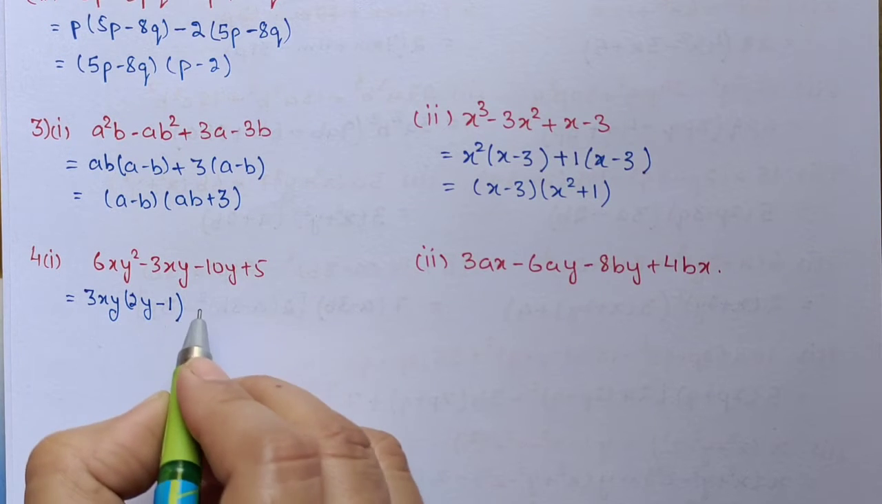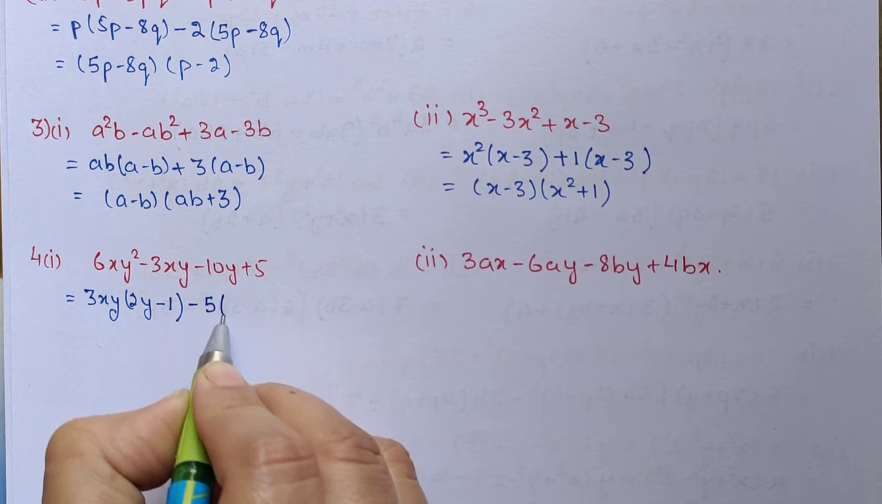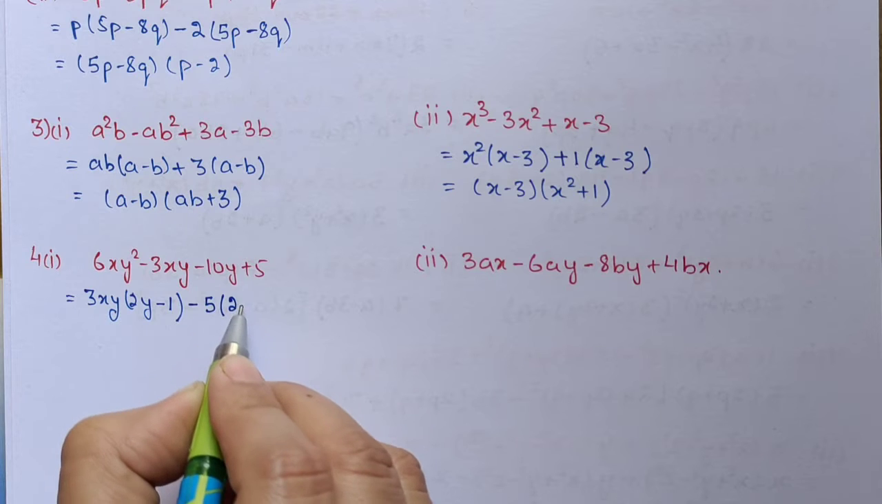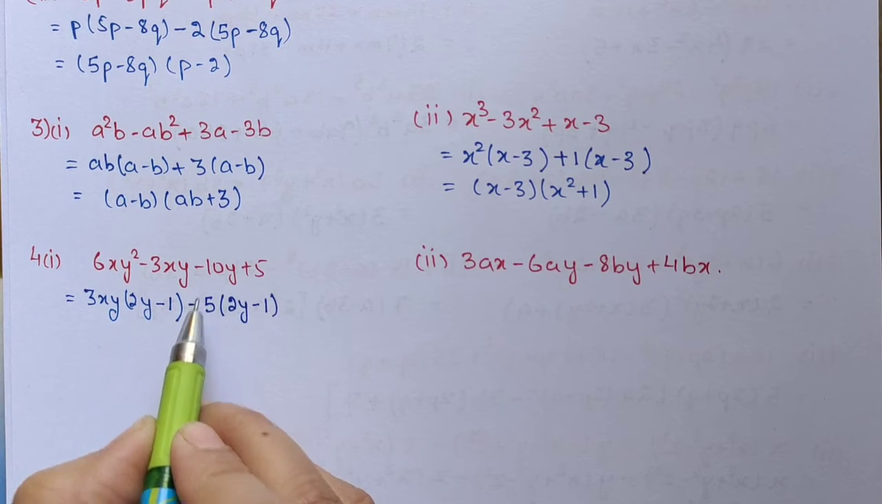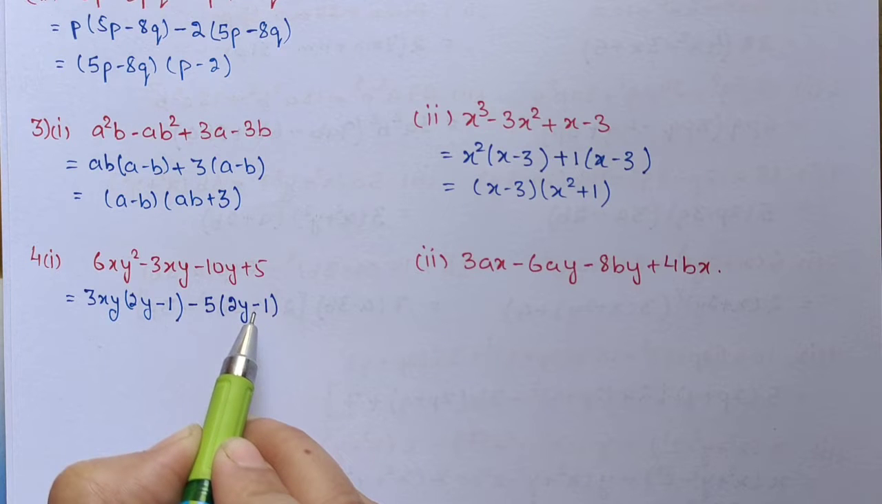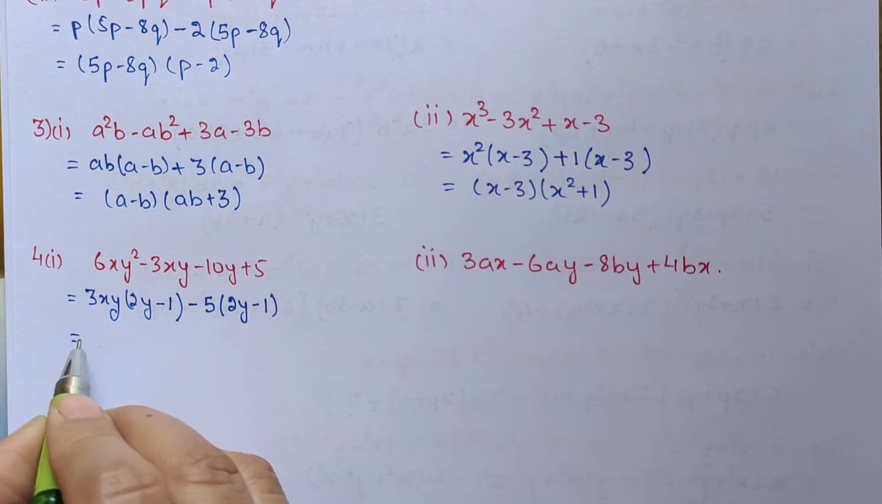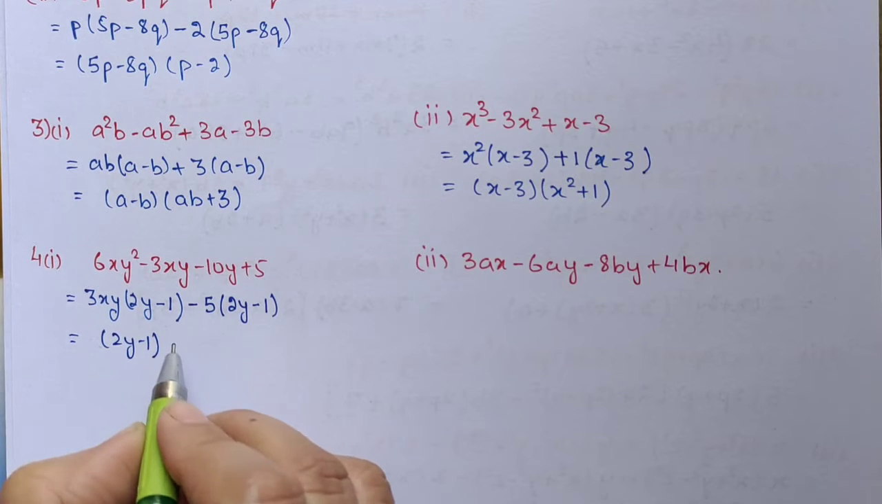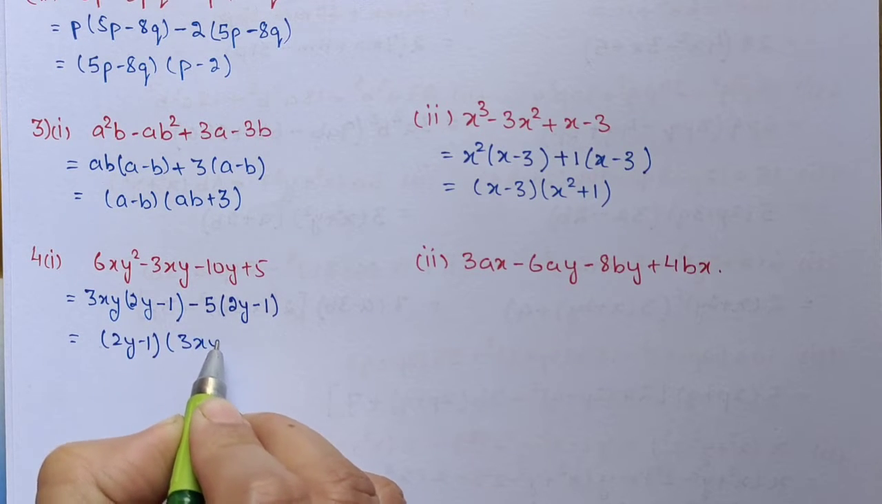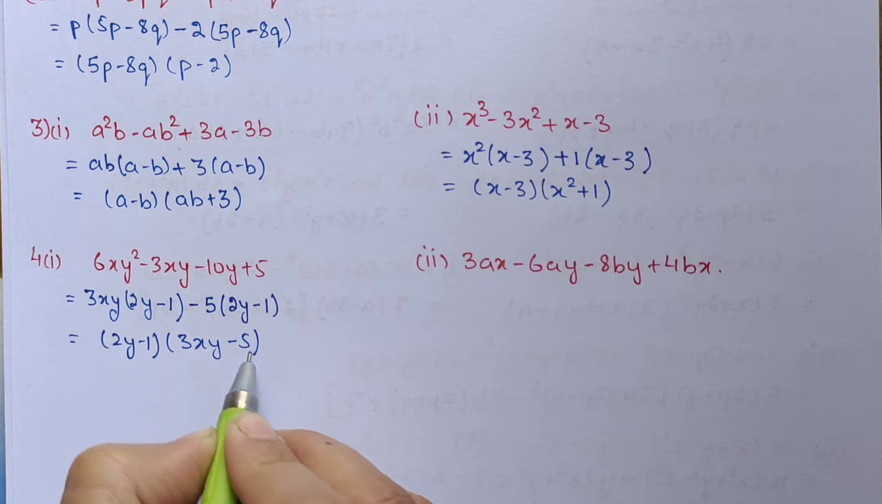From the last two we can take out minus 5 as common. Then here 2y and minus 1, because we have taken out minus as common, so this symbol will change. It will become minus 1. Now 2y minus 1 we can take out common. Another bracket will be 3xy minus 5.